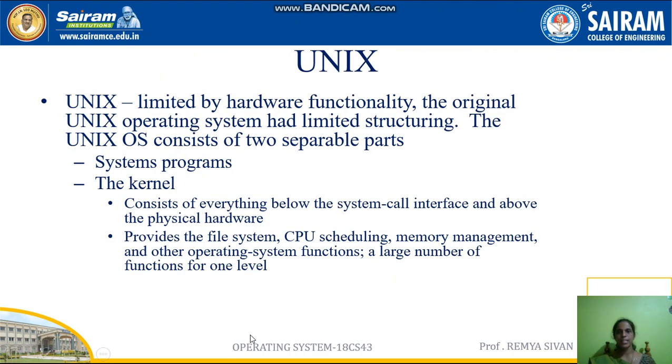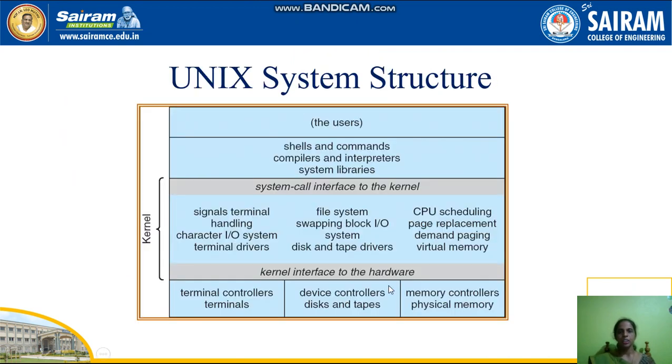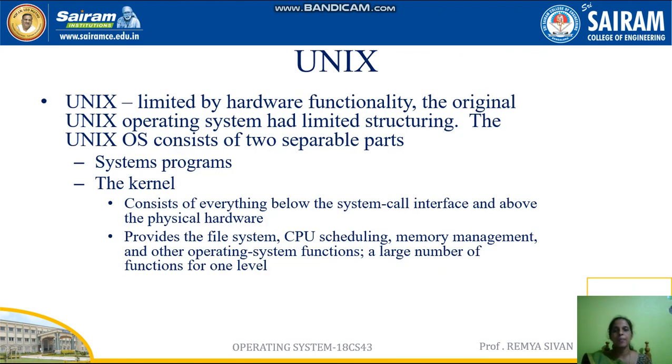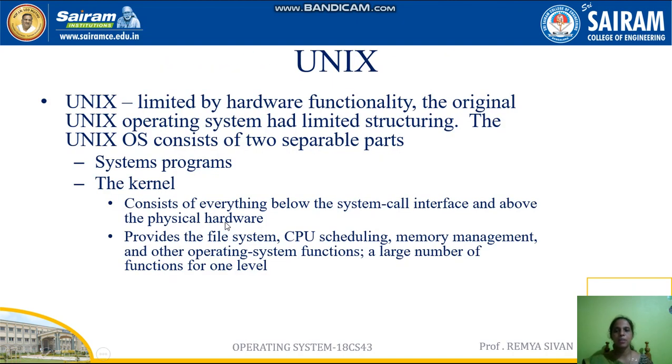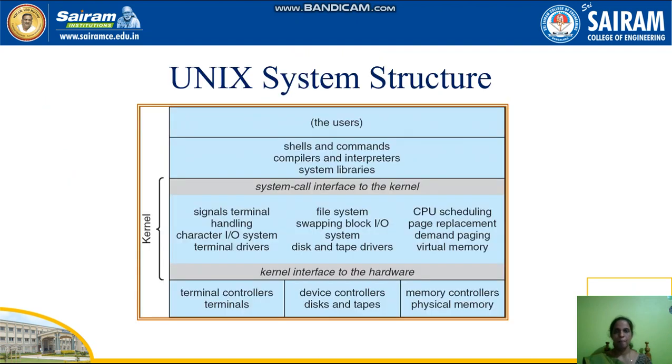Next one is Unix. Unix is limited by hardware functionality. The original Unix operating system had a limited structure. Unix OS consists of two separable parts, system programs and the kernel. The kernel consists of everything below the system call interface and above the physical hardware. This is the physical hardware, this is the system call interface, and in between is the kernel. The kernel is responsible for CPU scheduling, memory management and other operating system functions. So a large number of functions are taken care of by the kernel. That is the Unix system structure.